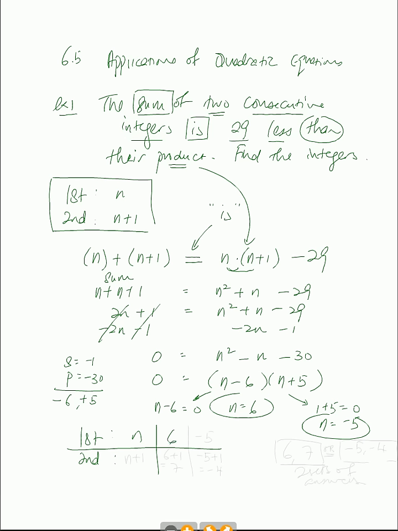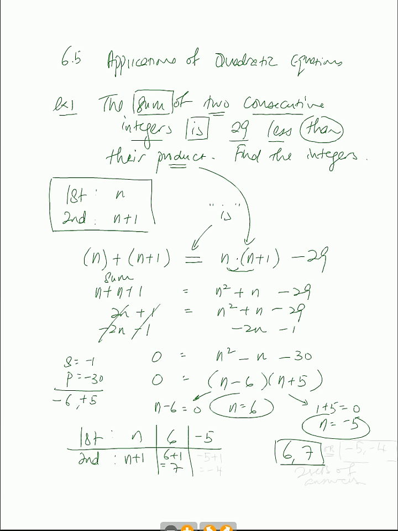If n was 6, then n plus 1 would be 6 plus 1, which comes out to be 7. So the two numbers we're looking for are 6, 7. So that's one set of numbers. And then there's another possibility for n, that n can also be negative 5. Now because we're looking for integers, we're not confined to only positive numbers. So we can also consider the negative version because integers include negative numbers.